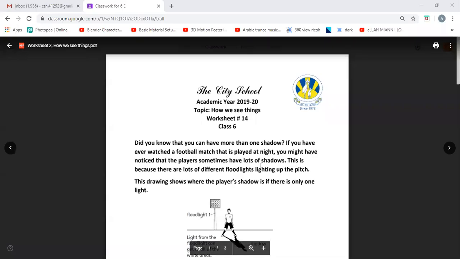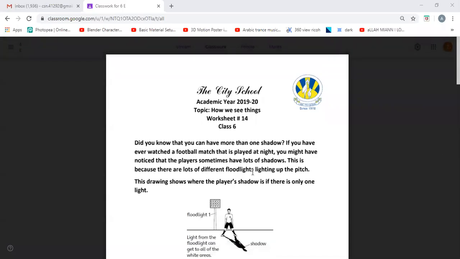Okay, now in this worksheet, let's look at which concepts are being tested. This one says, did you know that you can have more than one shadow? If you have ever watched a football match that is played at night, you might have noticed that the players sometimes have lots of shadows. This is because there are lots of different floodlights lighting up the pitch.